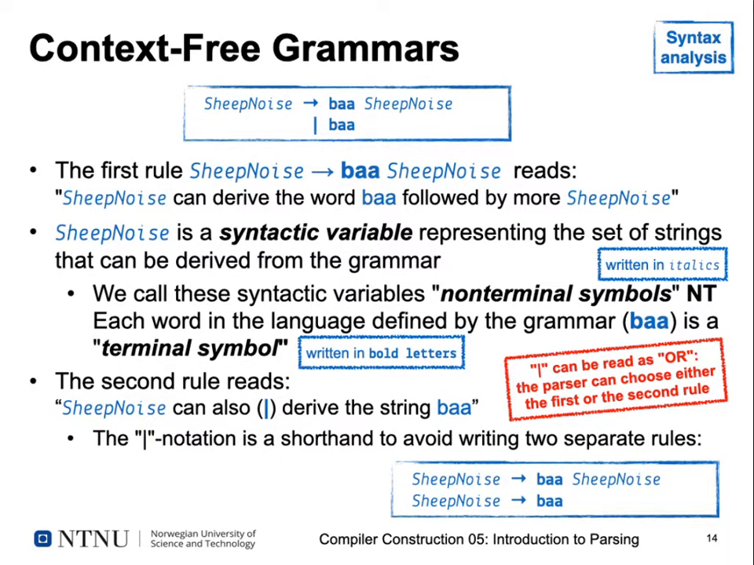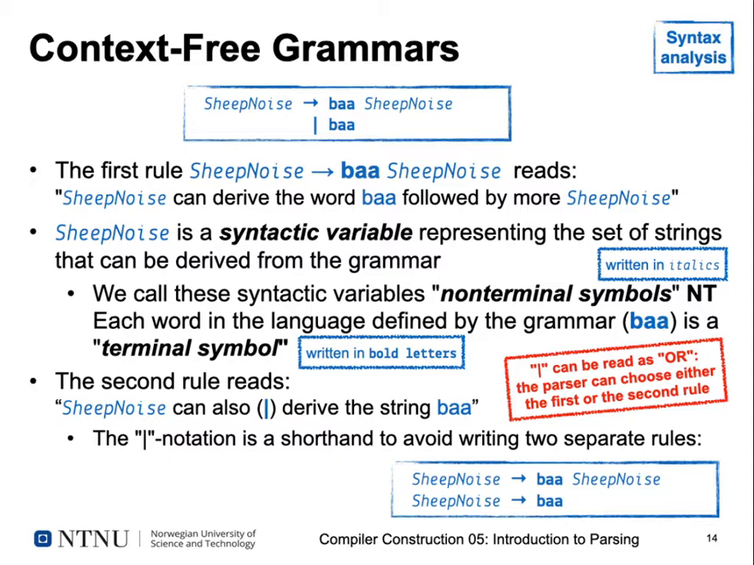So what you see here, we are writing the things in our grammar in two different fonts. So we have italic font here for sheep noise, and we have bold characters for ba. And these are different classes of symbols in our grammar. So sheep noise is a syntactic variable that represents the set of strings that can be derived from the grammar. And this is like a variable in some respects. So we call these syntactic variables non-terminal symbols, or simply NT.